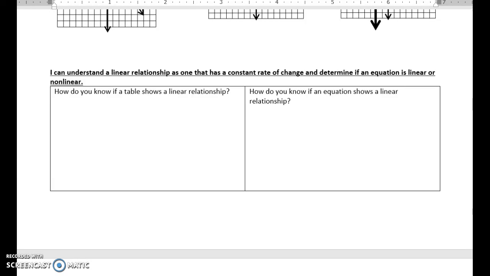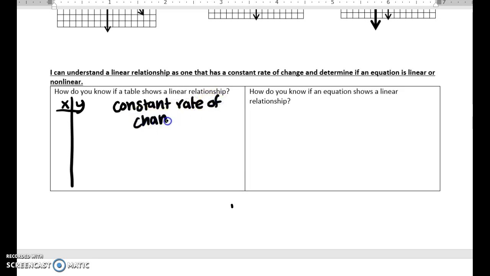Right, so linear relationships. There are two places where you're going to determine whether you have a linear relationship or not. One is a table. In a table, you are looking for a constant rate of change, in other words, a constant, unchanging slope.